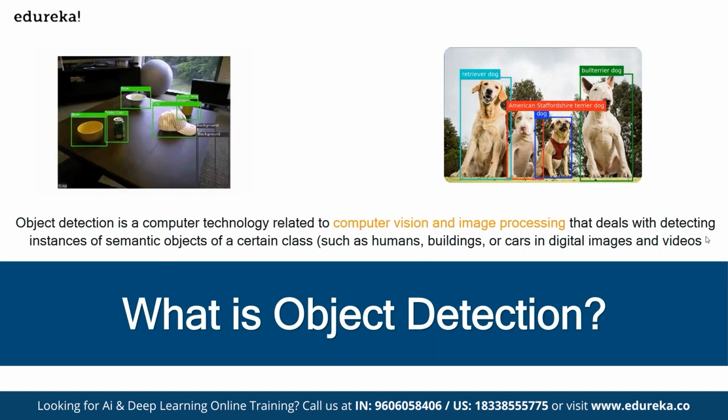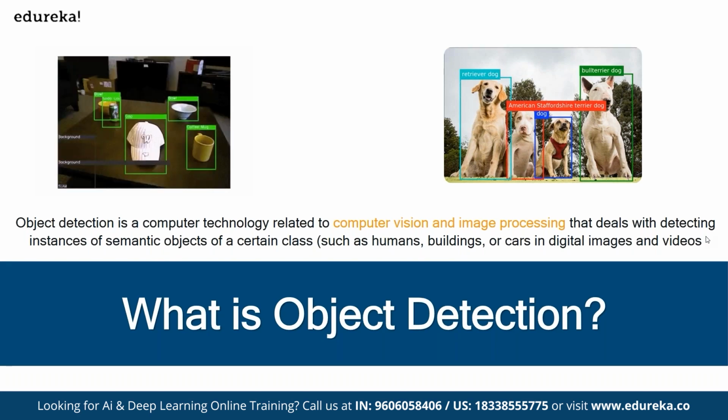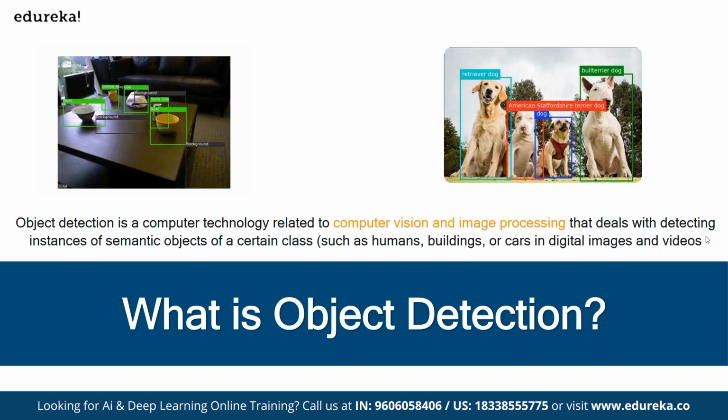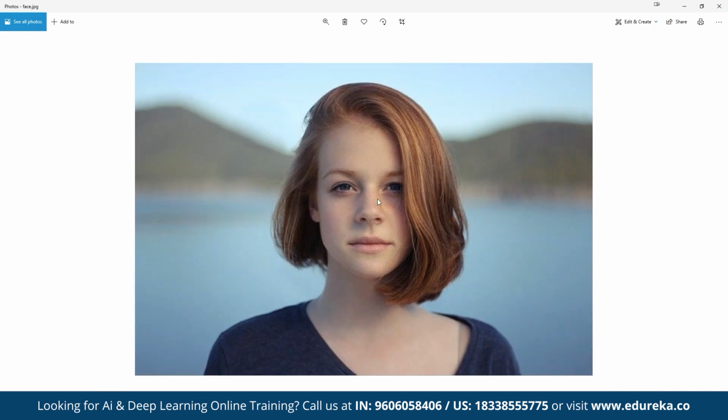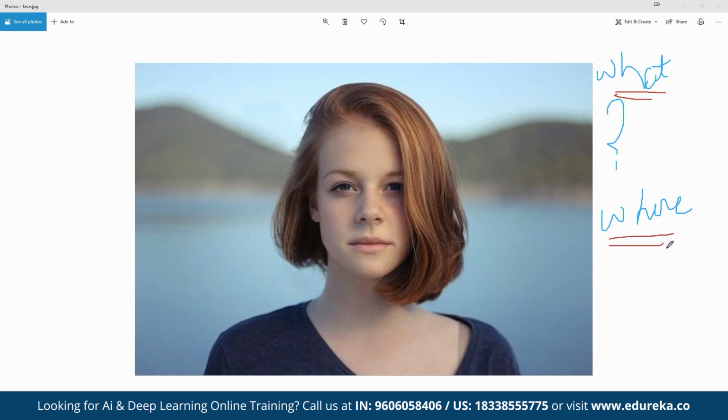Suppose I have a digital image. I'll open up an example image to make it easier for your intuition. Let's say I have this image with me. When I'm talking about object detection, I want to identify what is in this image, and I also have to identify where exactly that object is in my image. So I'll be saying two things: what is present in this image, and where exactly its position is in this image.